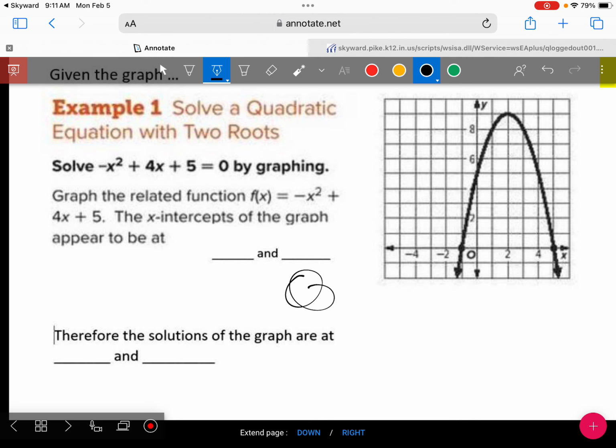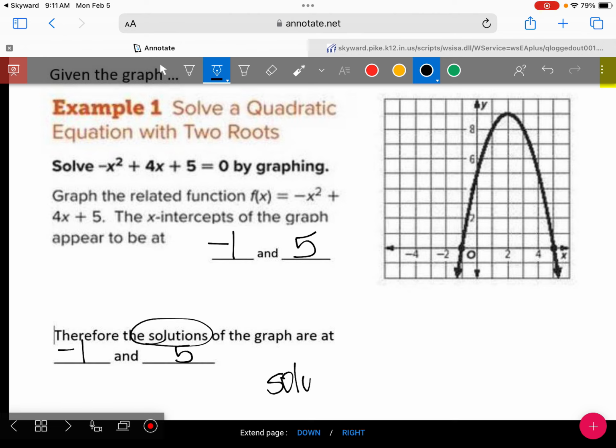Oh man, I can't get my pen right. Okay, there we go. -1 and 5. So therefore, the solutions would be at -1 and 5.